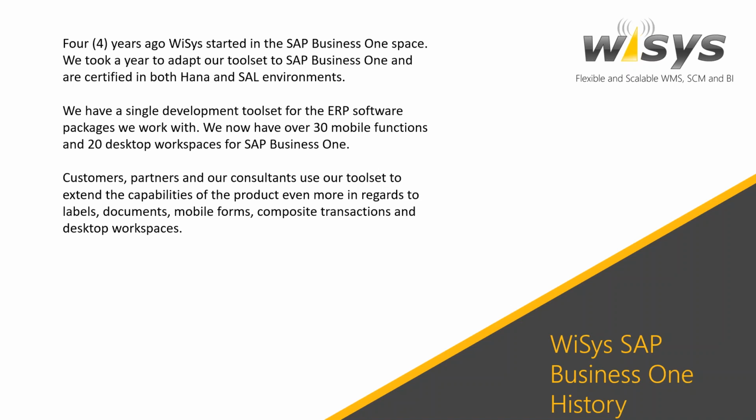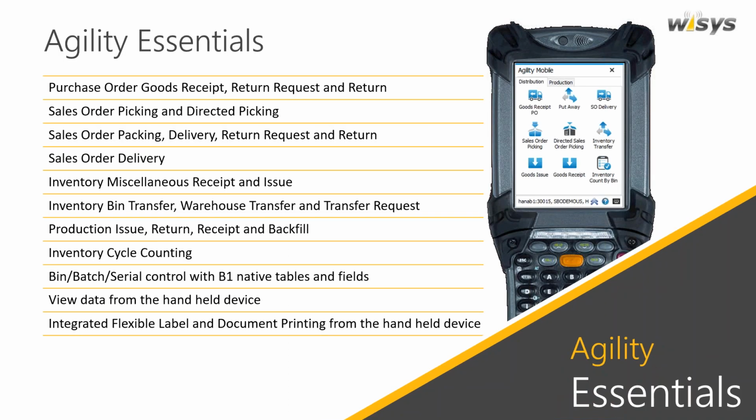I'm not going to PowerPoint everybody to death. I want to get into actually starting to show you the product. We have a few different modules. We have Agility Essentials, which really does pretty much all the standard SAP Business One transactions: receiving, putaways, bin transfers, sales order delivery, pick and pack, pick lists, production transactions, and so forth.